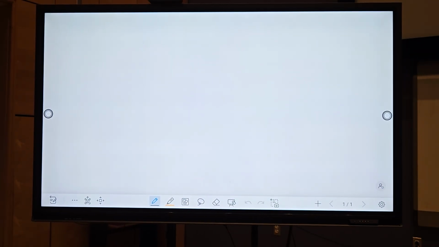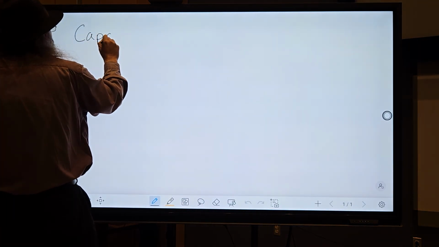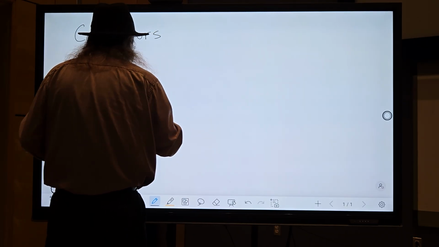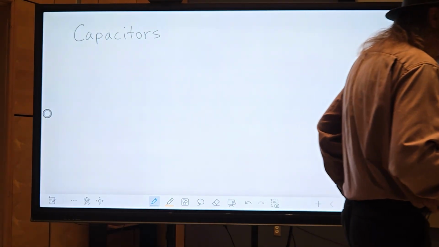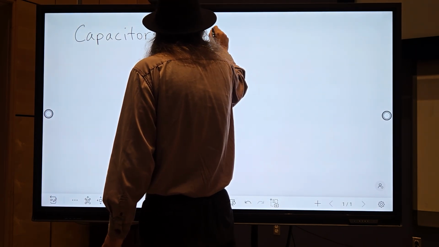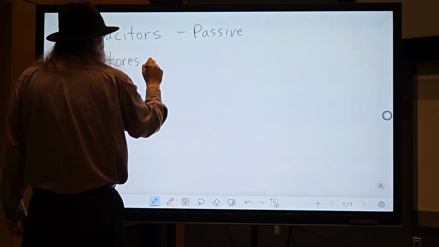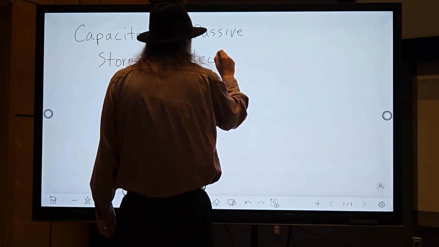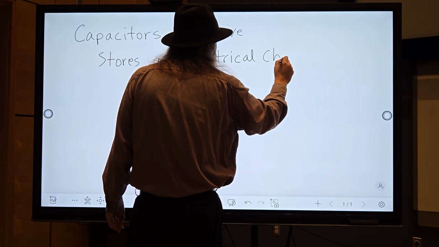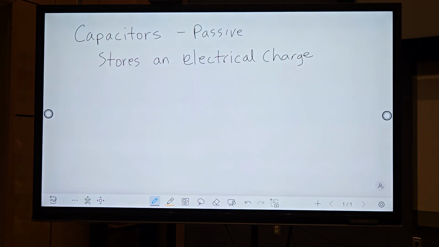Today we're going to continue our discussion of basic electronic components with capacitors first. A capacitor is a passive device that stores an electrical charge. How that works, you learn in Physics 2, if I'm not mistaken.